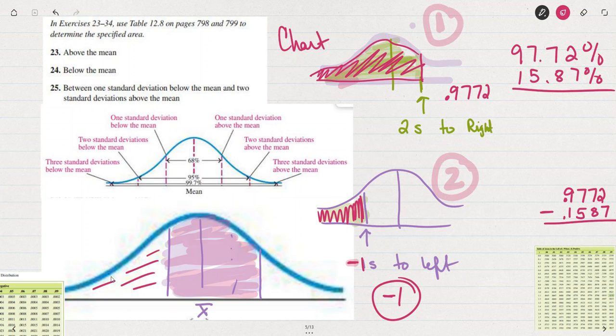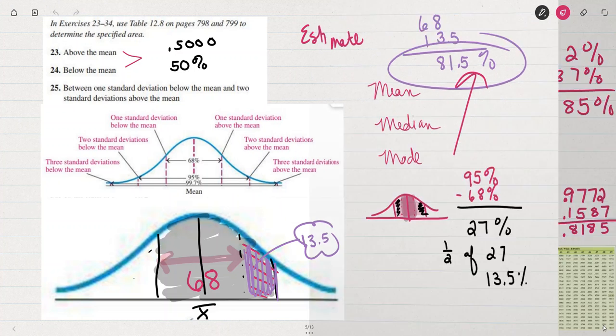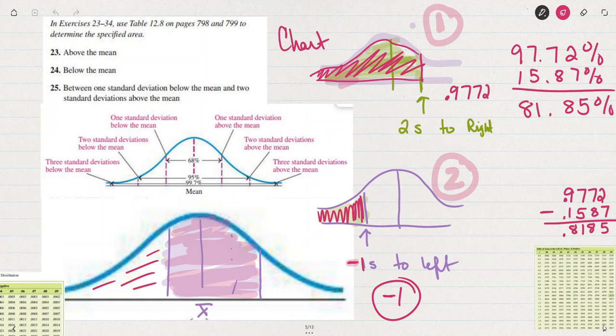So what we were going to do is subtract those from each other, and when we do that we'd get 0.8185 or 81.85%, which is very close to that approximation that we got just applying the empirical rule. If we go back, our estimate was 81.5, very close to our 81.85, which is a little closer approximation.